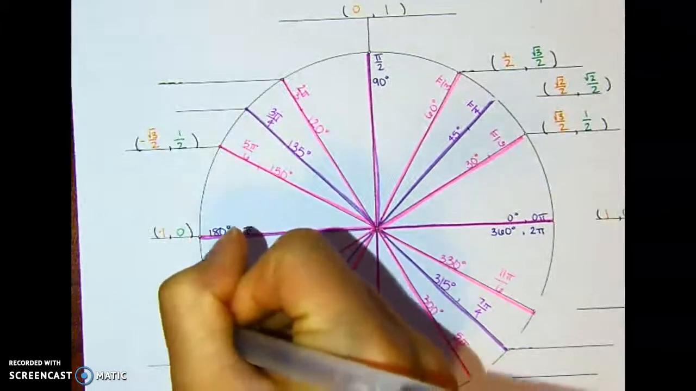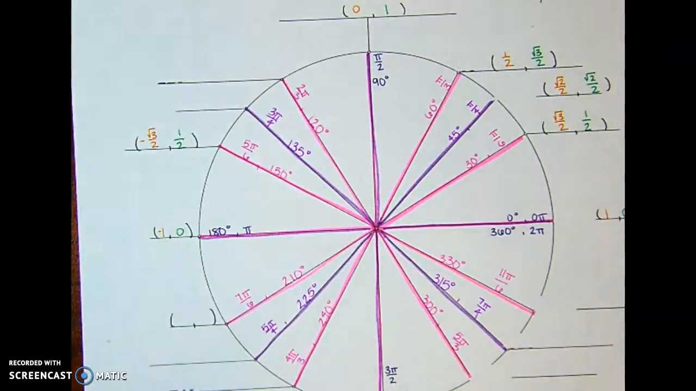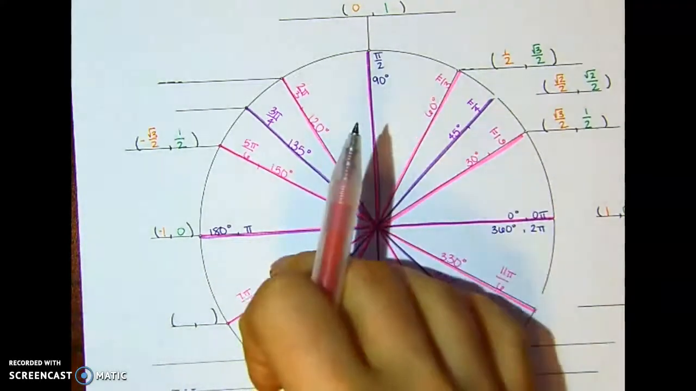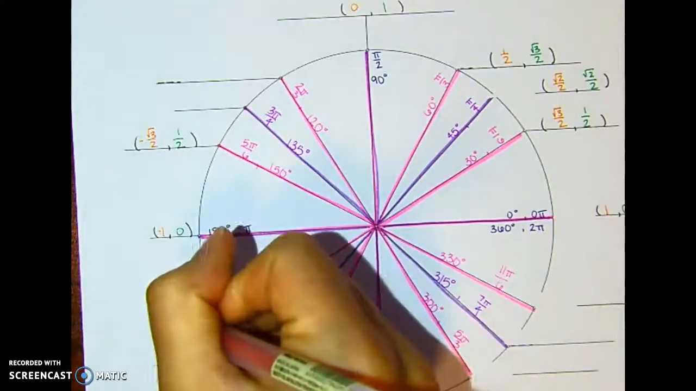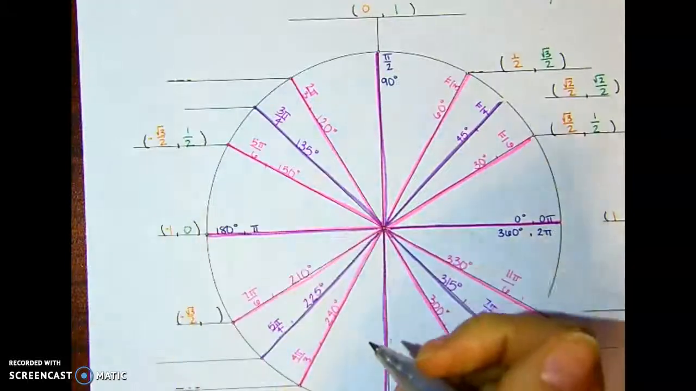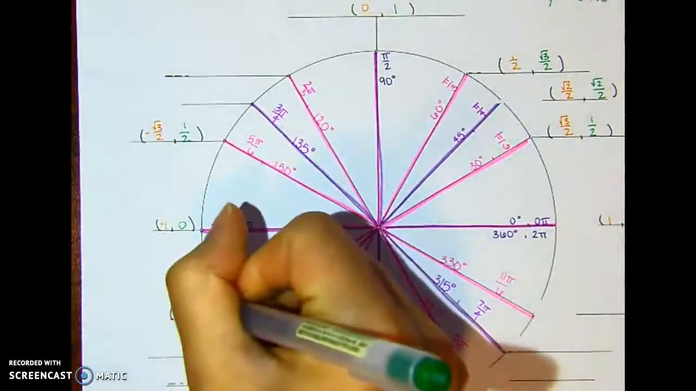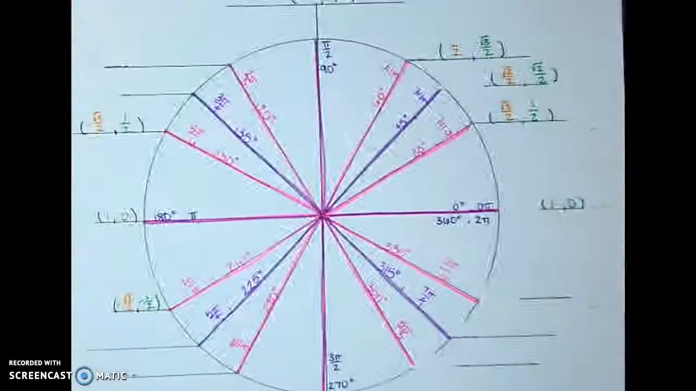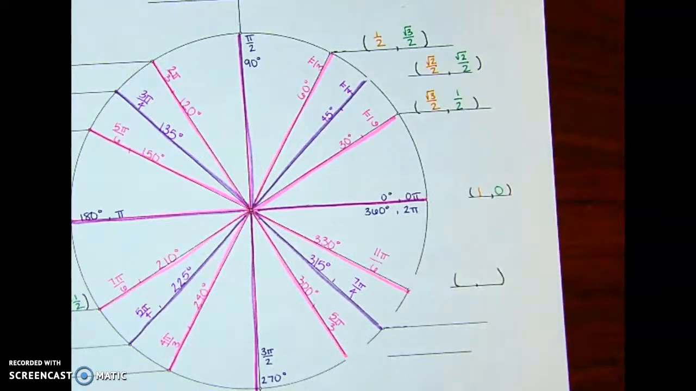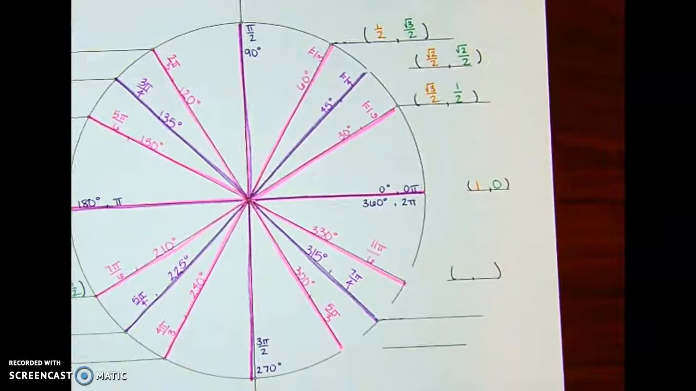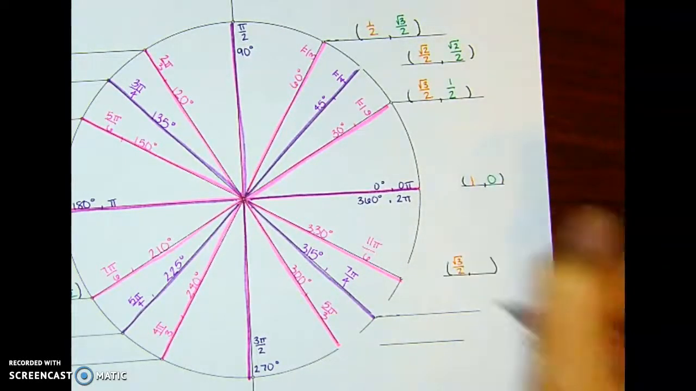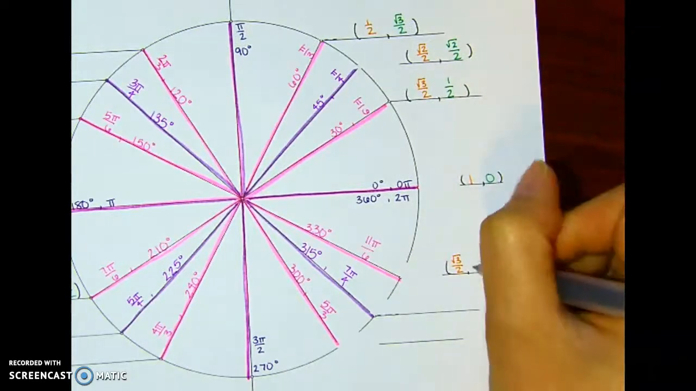Down here we also have a reference angle of 30 degrees, or pi over 6, but we're in the third quadrant, so our x's are going to be negative root 3 over 2, and our y values are going to be negative 1/2. And then finally in the fourth quadrant, where we have a reference angle of 30 degrees or pi over 6, our x values are positive in the fourth quadrant, but our y values are negative.